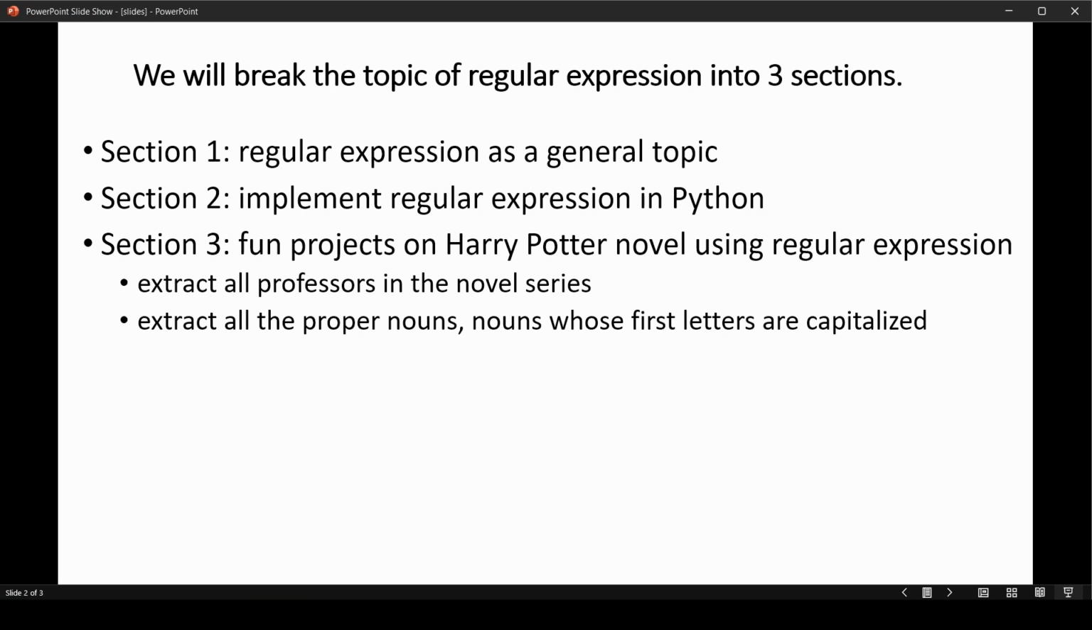Right now, the first project that I can think of is to extract all the professors' names in the Harry Potter series. Another project that I'm thinking of is to extract all the proper nouns in the Harry Potter novel series. Proper nouns are names that identify a person, a place, an organization, etc. They are nouns whose first letters are capitalized.